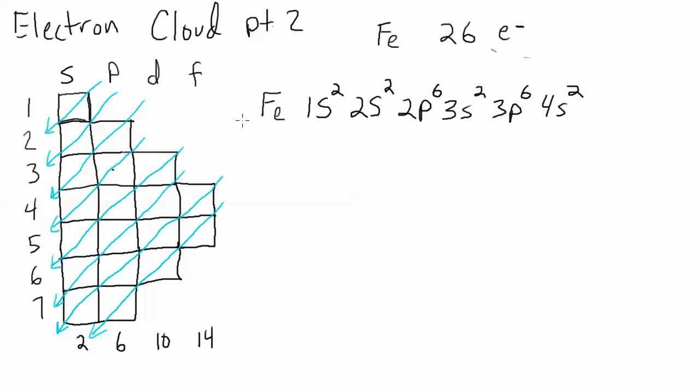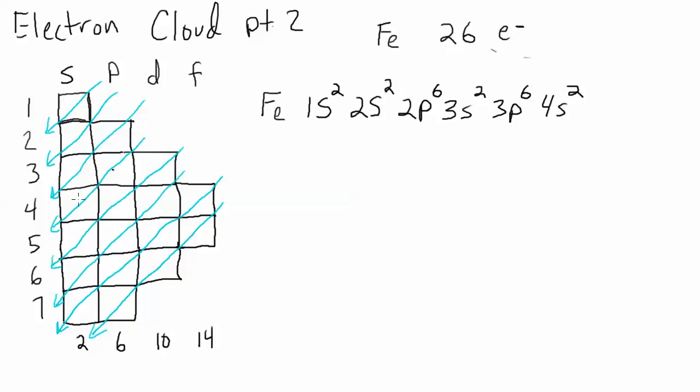And again, what we're doing here is we're describing where all of the electrons are in the electron cloud of iron. So this is a way of telling another chemist where all the electrons are inside of this atom. So now we've got 10 electrons here, and now we have 10 electrons here, which means we're at 20 electrons. So we only need to account for 6 more electrons.